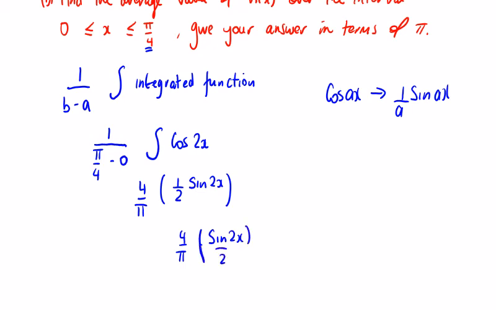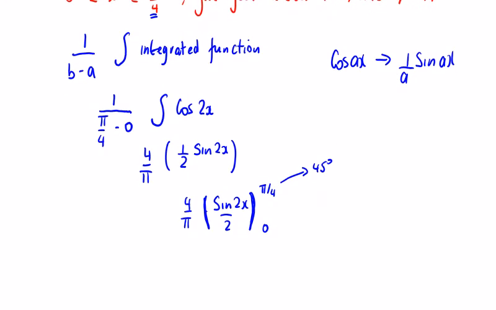Between, maybe I do a bigger bracket here, between the interval, what was our interval, pi over 4 down to 0. Pi over 4 is 45 degrees. So twice 45, we're looking at the sine of 90. So 4 over pi times the sine of 90 divided by 2 minus the sine of 0 divided by 2.